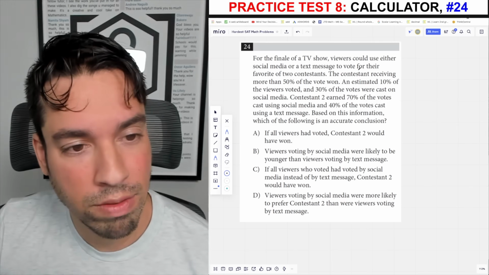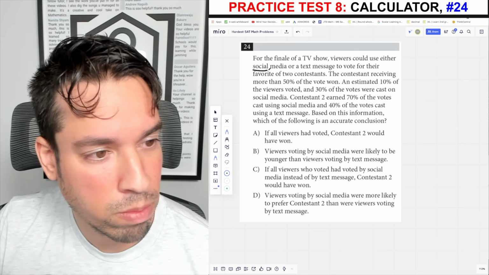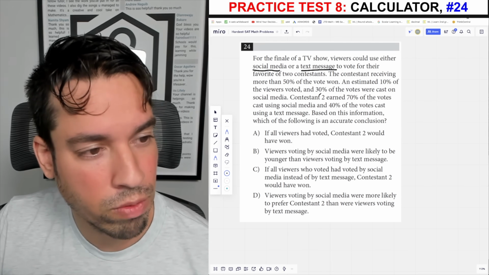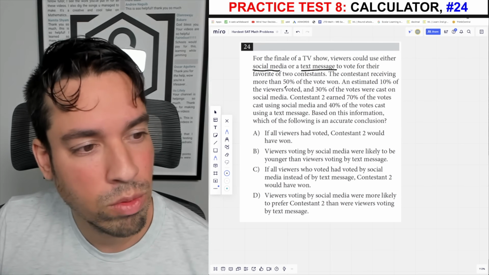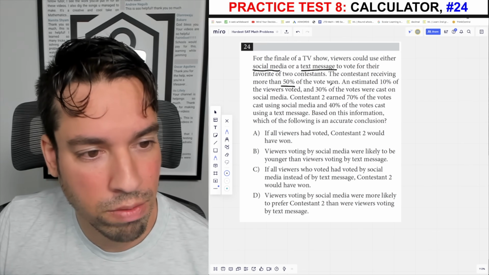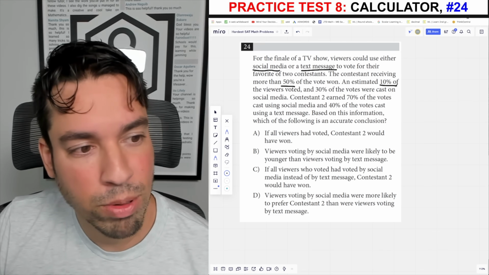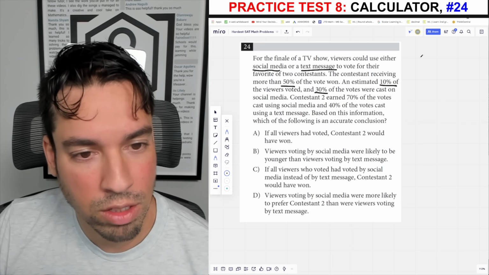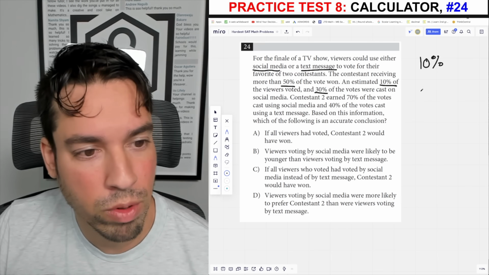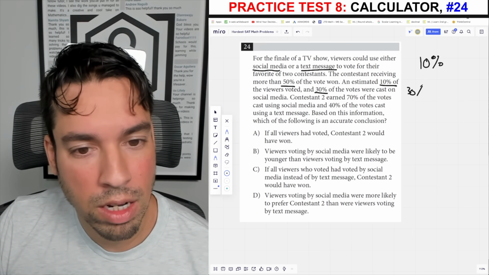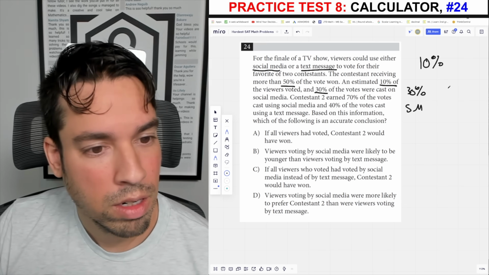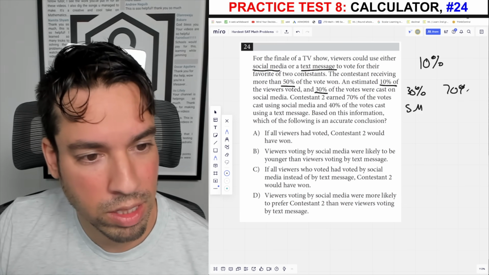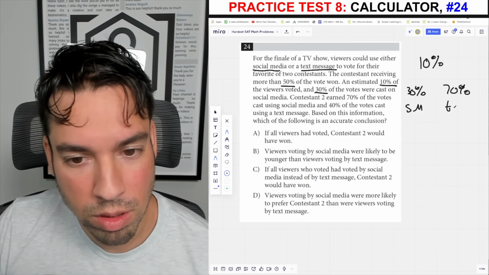For the finale of a TV show, viewers could use either social media or a text message to vote for their favorite 2 contestants. The contestant receiving more than 50% of the vote won. An estimated 10% of the viewers voted, and 30% of the votes were cast on social media. So 10% of all viewers voted, 30% on social media, and then the remaining 70% must have been through text.